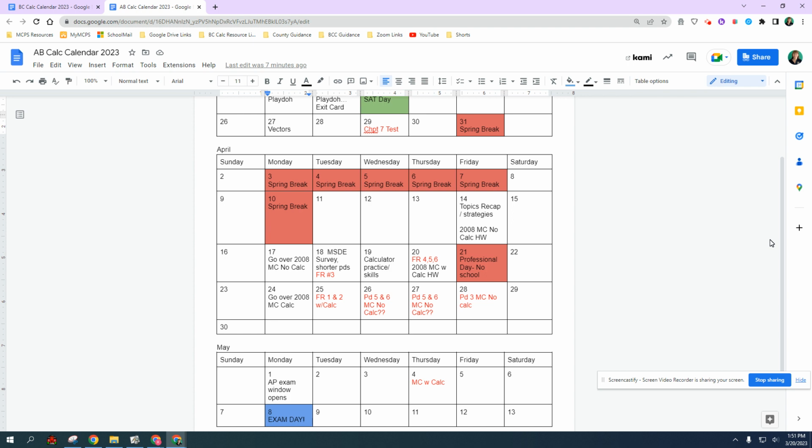What's on April 14th? Topics, recap, and strategies. I haven't copied them yet, but 2008 has been released and I might have it in the books for you. And the binders that I have for you, please don't write in them. I'd like to use them each year, so get scrap paper out and do stuff elsewhere.